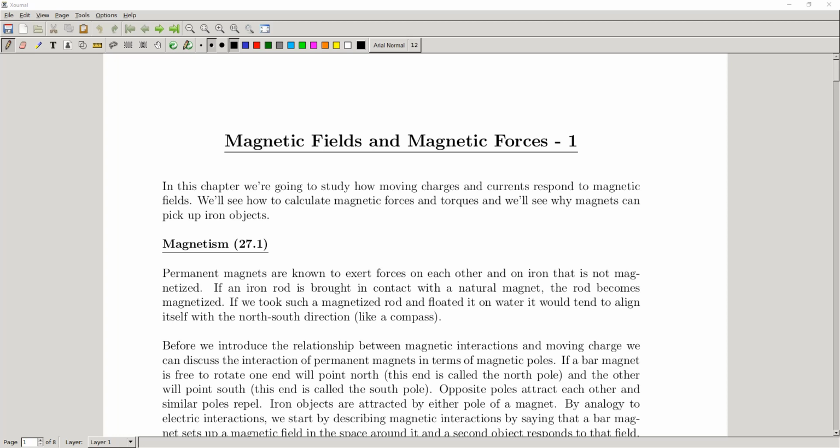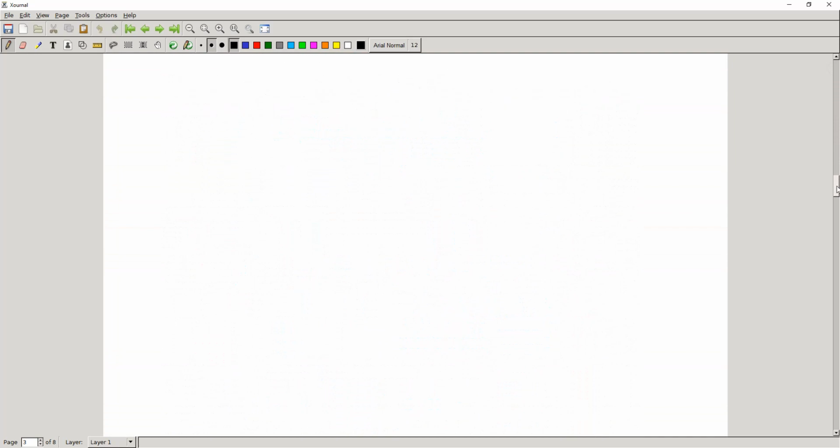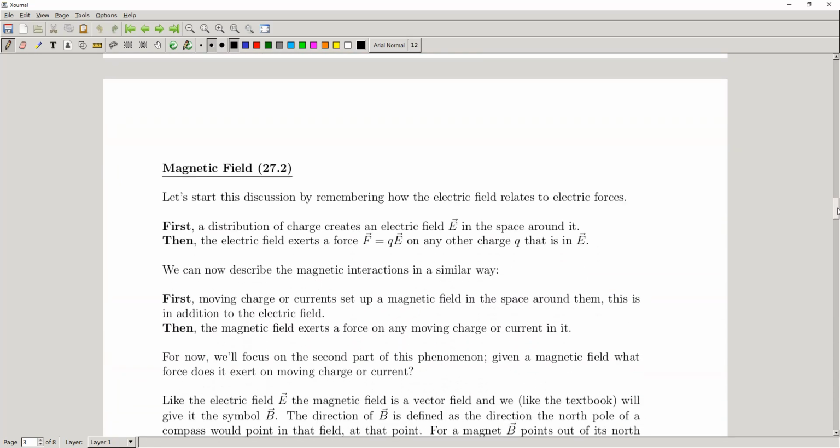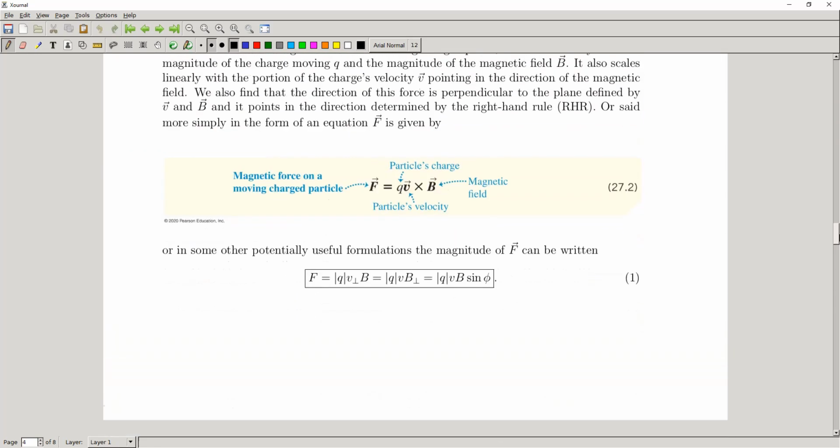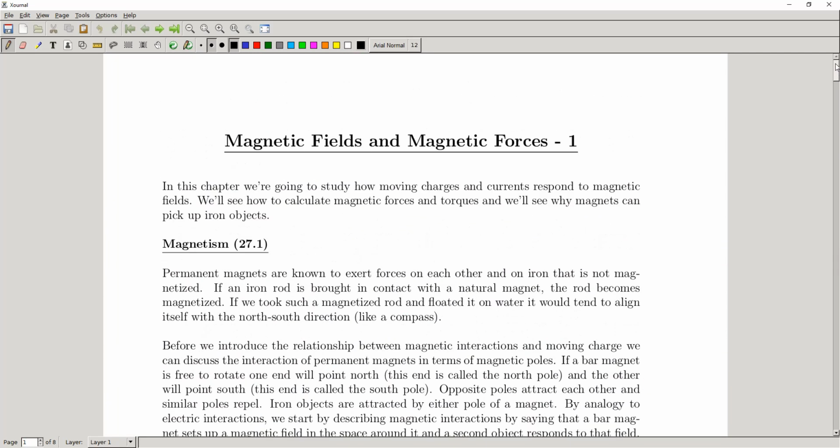Okay, and there are going to be some equations that we generate and some calculations that we can do. So this video is going to have sections 27.1 and 27.2 in it. Okay, and we'll get started here.